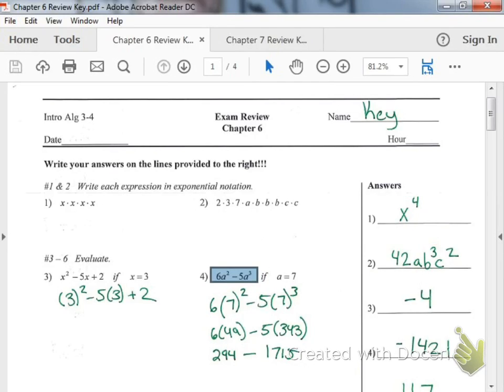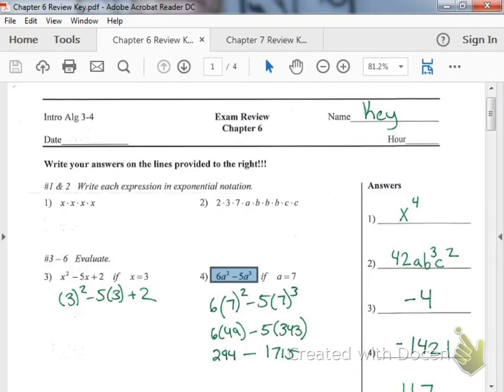Remember, you are plugging the 7 in everywhere you see an A. Then you're following the order of operations. So you have to square the 7 first, you get 49. You also have to cube the 7. So 7 times 7 times 7 gives you 343. Then you multiply.